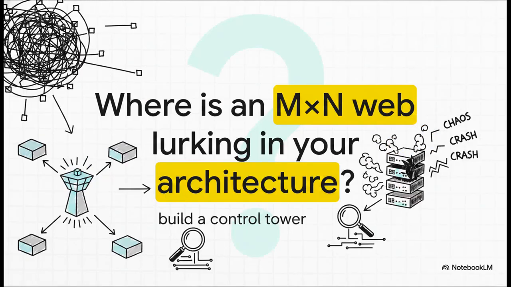Okay, so we've covered the chaos of n-squared coupling, the elegance of the central coordinator, and the profound impact this pattern has on the infrastructure we rely on every single day. So I want to leave you with a provocative question. Take a really close look at your own code bases and distributed systems after this explainer. Where is a hidden M times N communication web lurking in your architecture right now? See if you can spot the chaos before it crashes, and ask yourself, is it time to build a control tower?